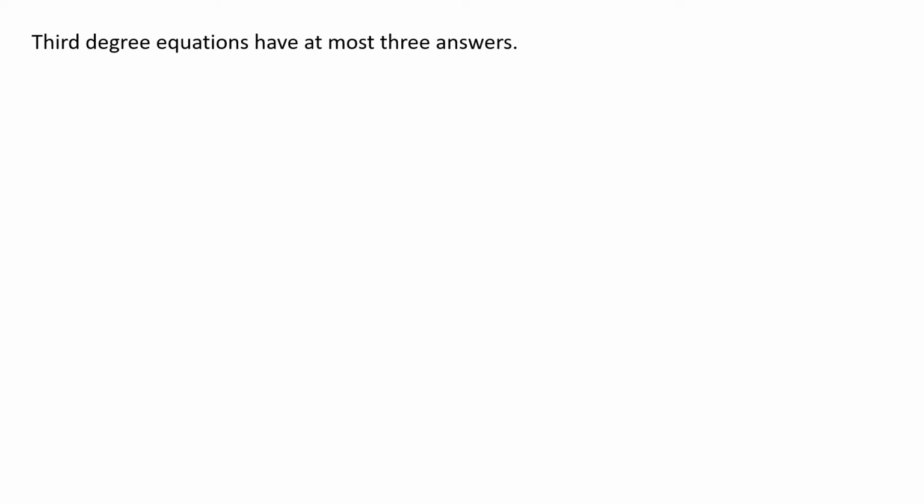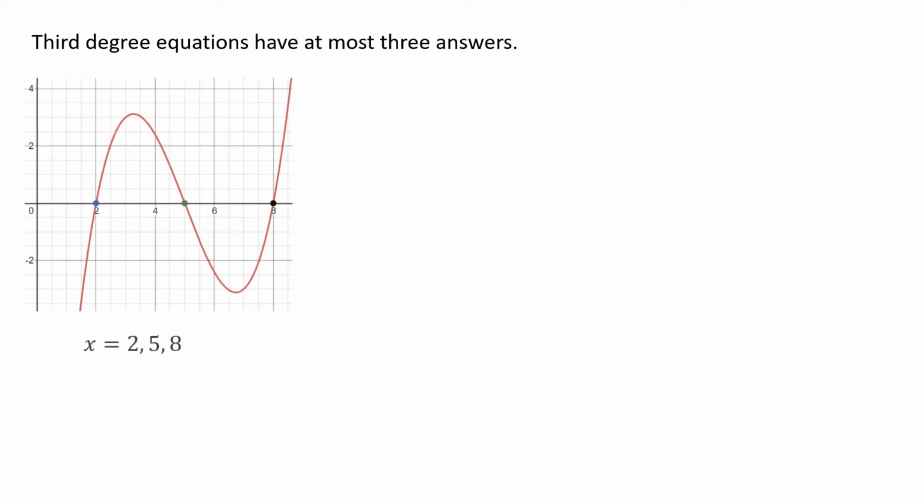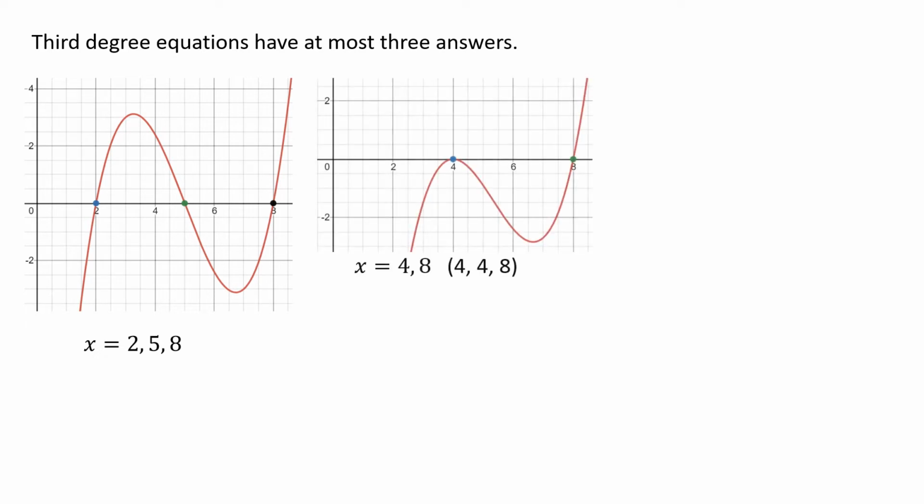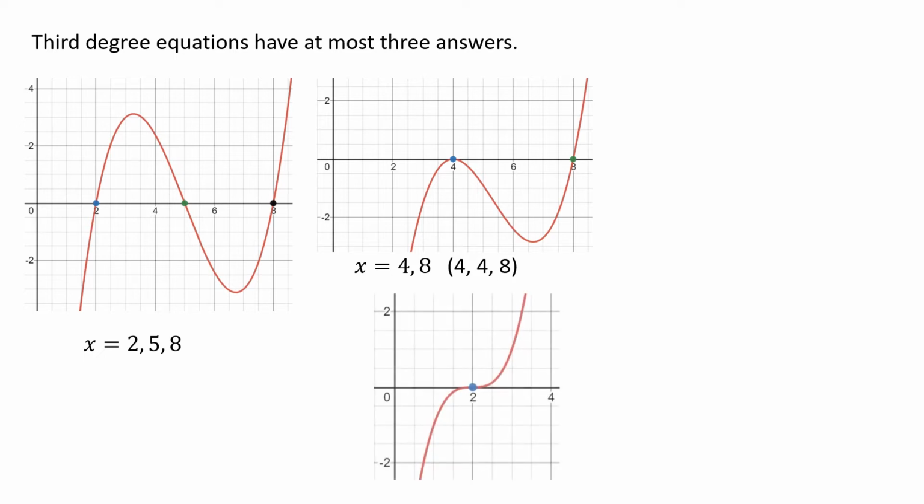So last unit and this unit, we've been trying to factor and then solve third degree equations. And at most, we'll get 3 solutions. If you notice in this first graph, it looks like it crosses the x-axis at 2, 5, and 8. Those would be our 3 solutions. Sometimes we get a double solution like here. We'd say, hey, the solution is just 4 and 8. That's because 4 was actually a double solution to the equation that made that graph.